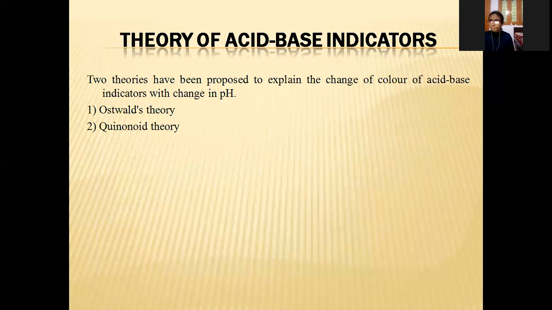So the Ostwald theory is mainly based upon the color change of the indicator. Next, the quinonoid theory is mainly based upon the structural change. That is about the Ostwald theory and the quinonoid theory.